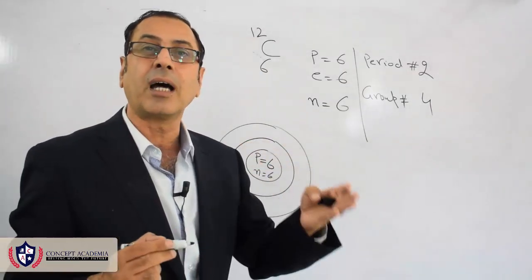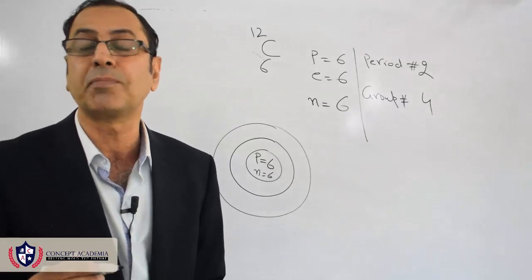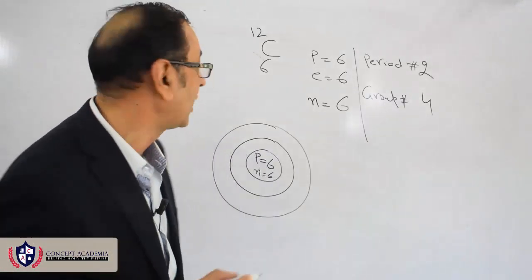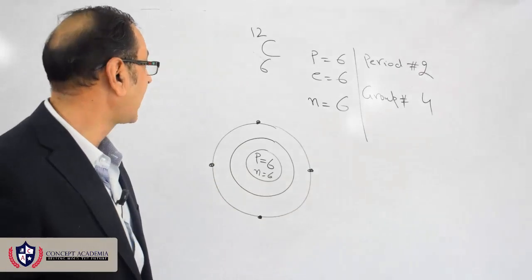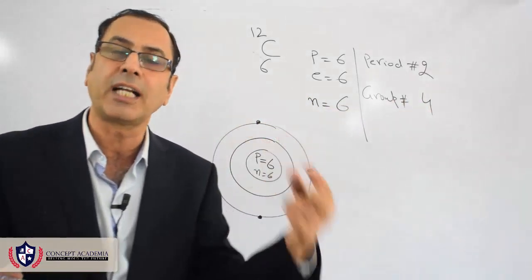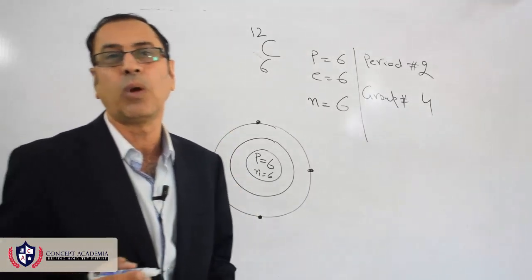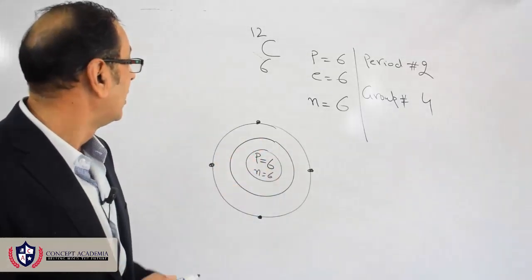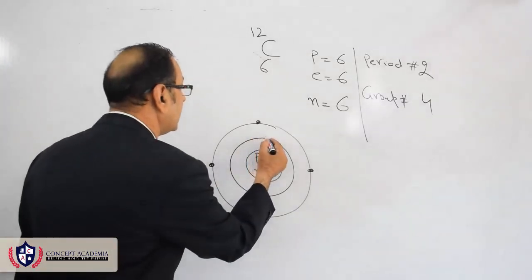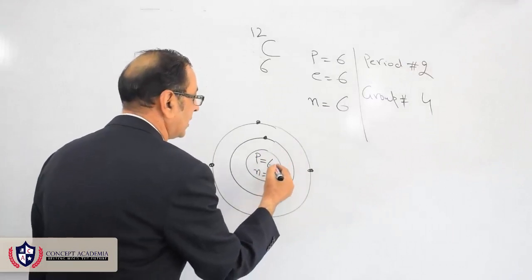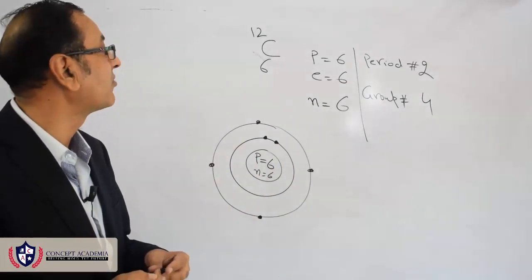The second priority will be given to the group number. The group number is 4. The group number tells us the number of electrons in the last shell. So in the last shell there are 4 electrons because carbon belongs to group number 4. Then we put electrons in the first shell, and we know that the maximum number of electrons the first shell can accommodate is 2 electrons. This is how we can draw the electronic configuration of carbon.